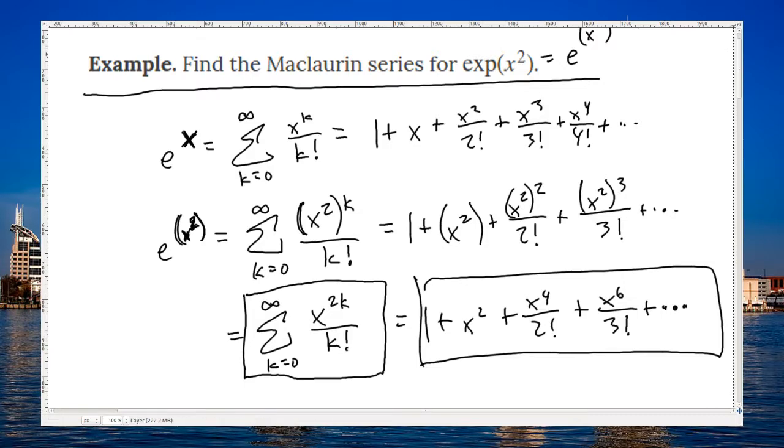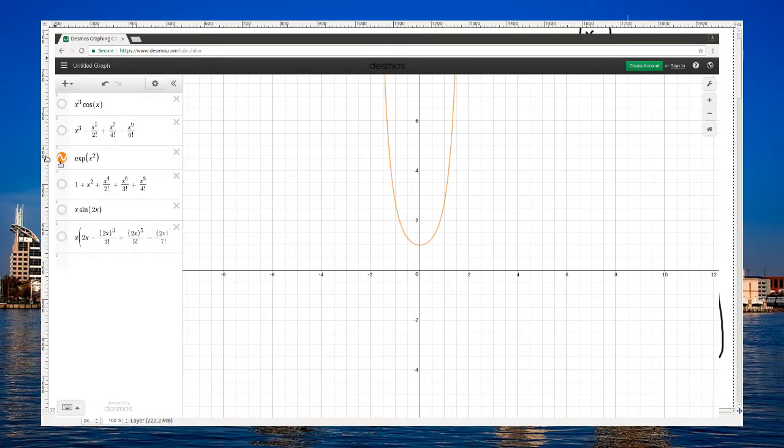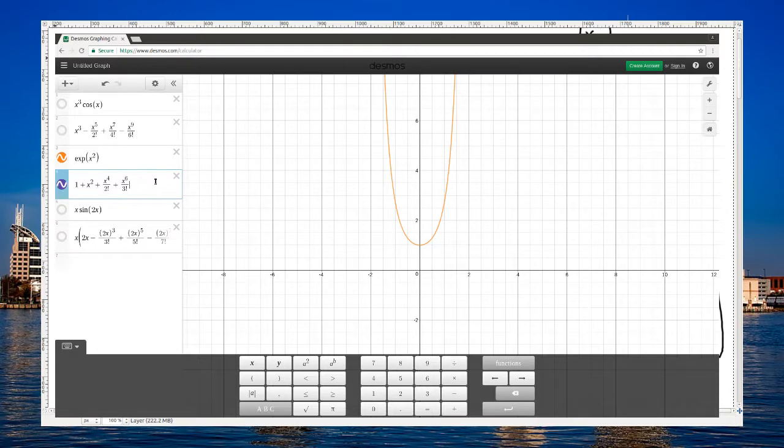Again, let's take a look at a visualization of what this would look like. On a graphing calculator, I can graph the exponential function of x squared, or e to the x squared power. And if I compare that, it's a pretty darn close fit. I have the first 5 terms here. Of course, if you have fewer terms, it's not quite as good a fit. But with more terms, the closer a fit you're going to get here.